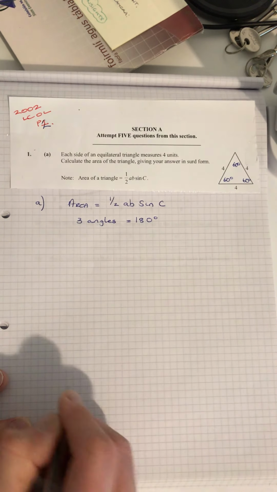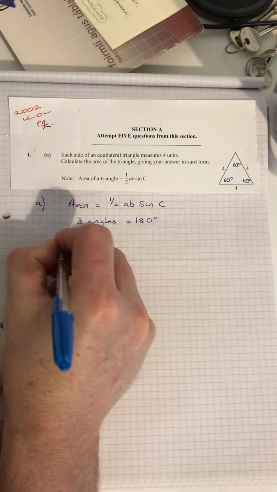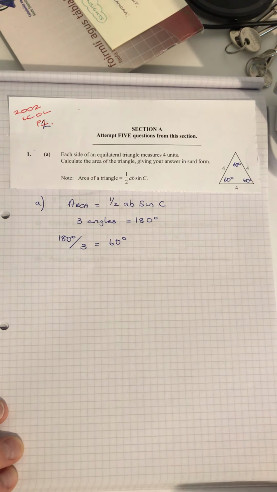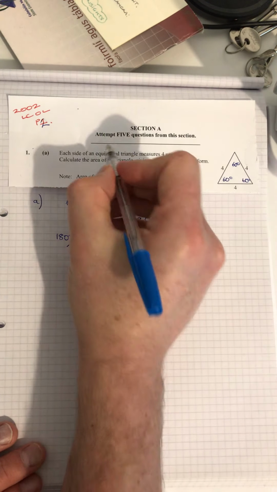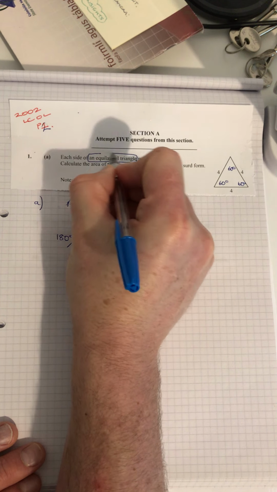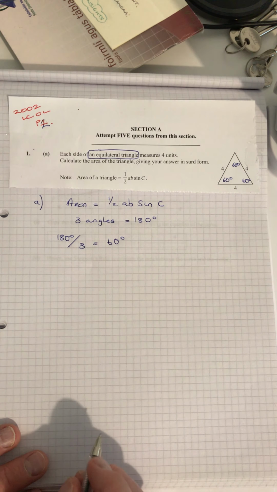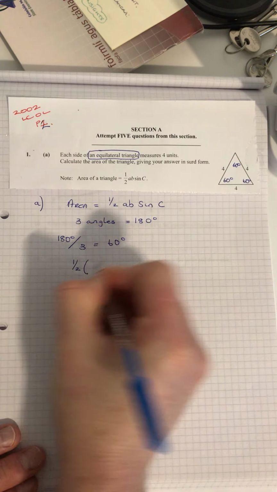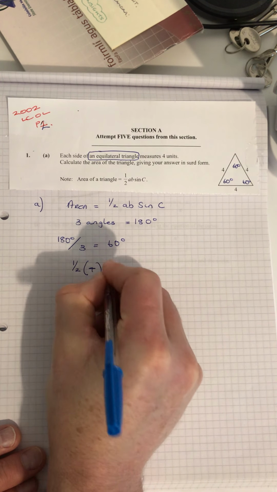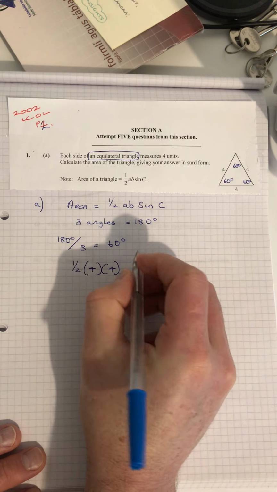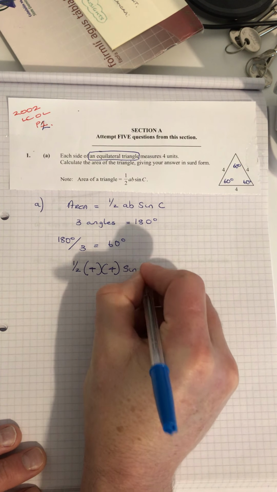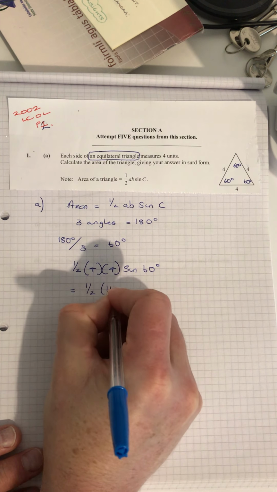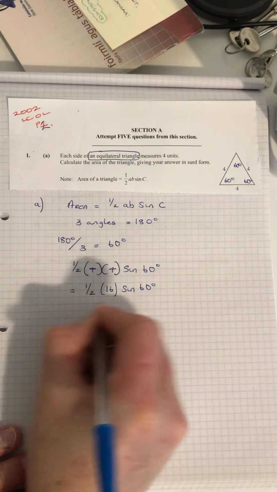add up to 180. So 180 divided by 3 is equal to 60. So all the angles are 60 degrees. And the reason we know that also is it's an equilateral triangle. Okay? So in this case then, we know that a half, two sides, so 4 and 4, and then sine 60 degrees, which is equal to a half of 16 sine 60.